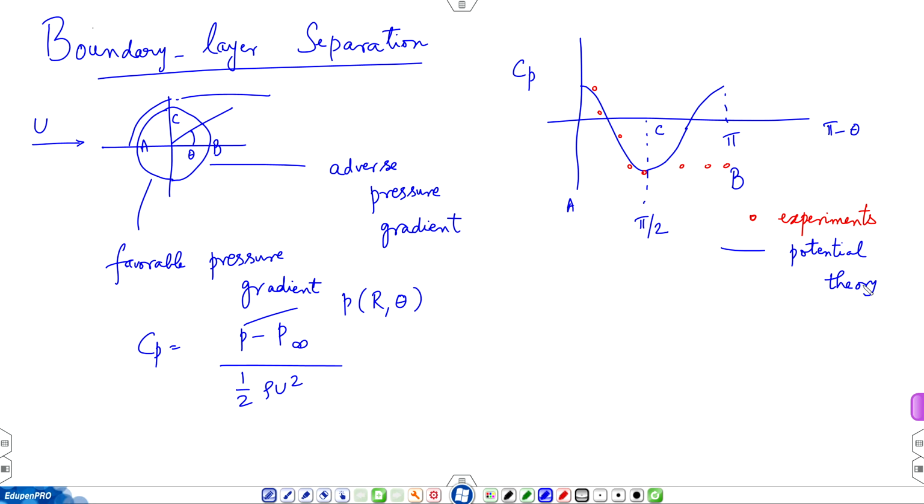Of course, in the previous discussion we had said that flow separation will take place exactly at point C, but that need not be the case. It can be a little around point C. The reason is the boundary layer.